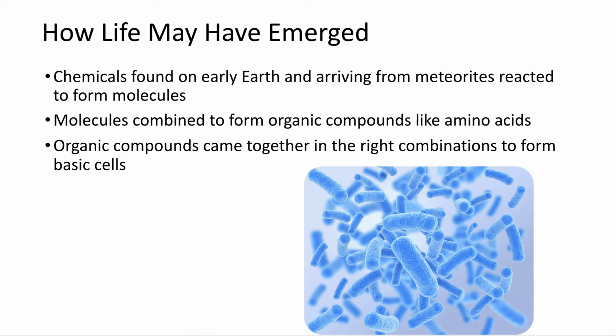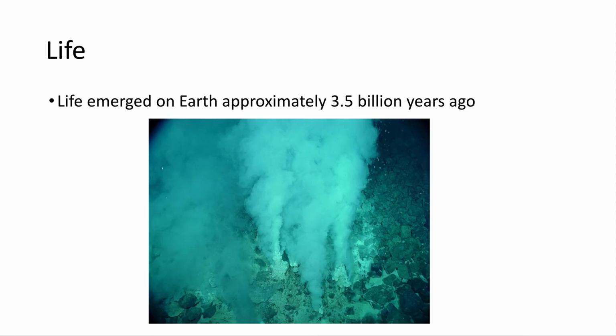Chemicals found on early Earth and arriving from meteorites reacted to form molecules. Those molecules combined to form compounds like amino acids. And organic compounds came together in the right combinations to form the very first basic cells. What were those cells like? They were pretty much like bacteria. Those were the very first life forms that were on our planet. When did this happen? Life emerged on Earth approximately 3.5 billion years ago.